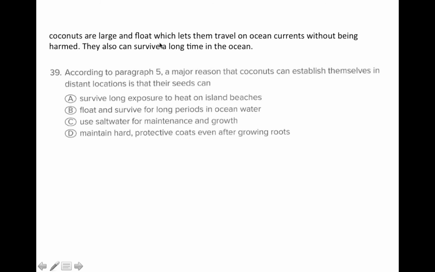And of our summary statement, which answer choice best matches? Float, survive, long periods in ocean water. B is our correct answer.